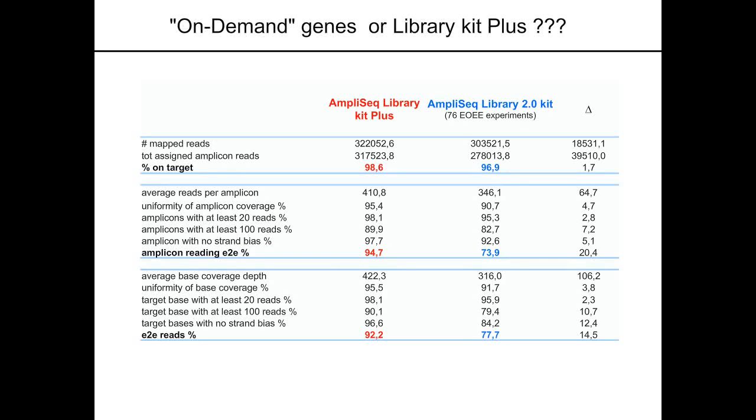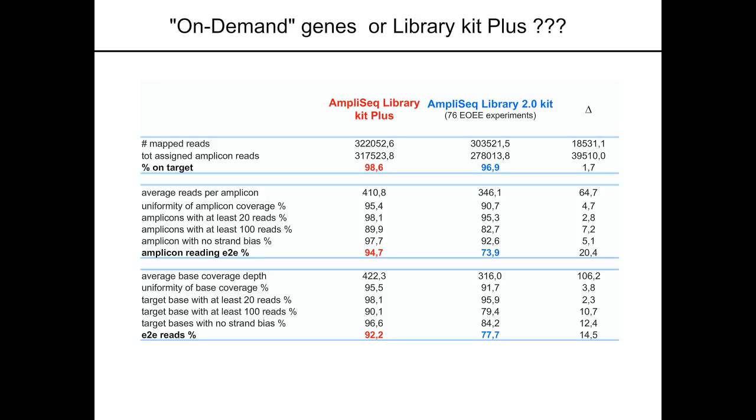If we compare the result we have on the AmpliSeq Library Kit Plus and the AmpliSeq library that we used before on the same panel, we see that all of the important elements we want to consider, so the percent on target, the end-to-end amplicon reading, the end-to-end reads on base coverage, are all higher than what we used to obtain before, which was not a bad result, but this is a lot better.